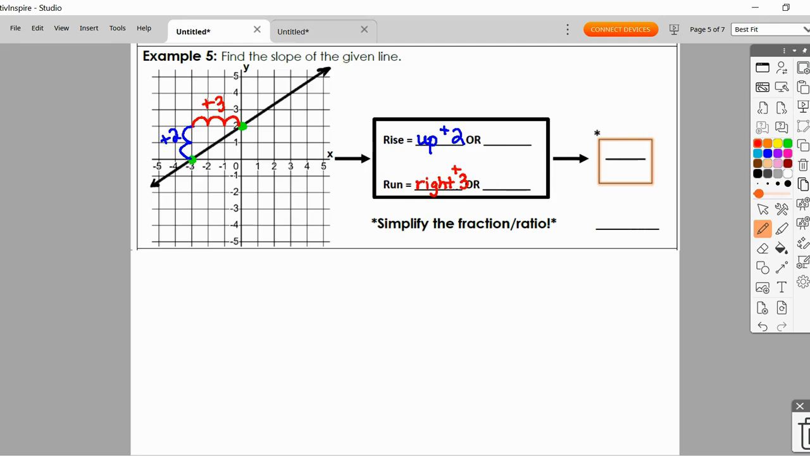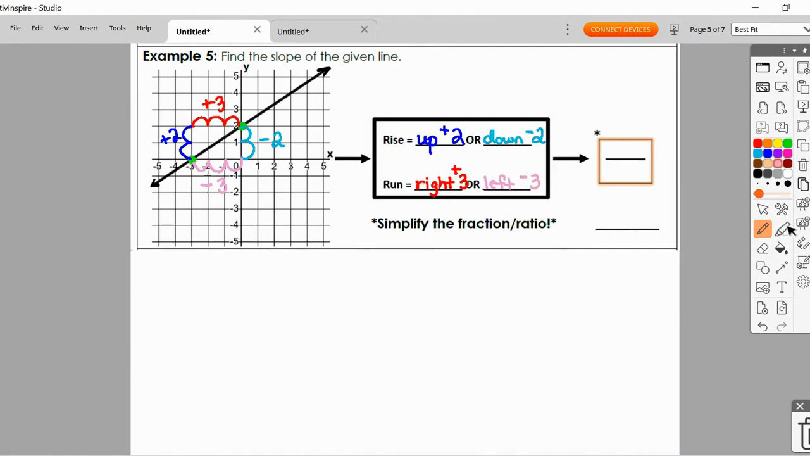Now, what's really cool about this is that what if you decided to count differently? What if I decided to count from my right to my left point? Well, here's what you would get. Counting from the right point, I have to go down 2 to get in line with my left point. Since I went down, that's going to end up being a -2. Then I go ahead and have to connect my points by going left 1, 2, 3. And since I went left, that's going to be a -3.